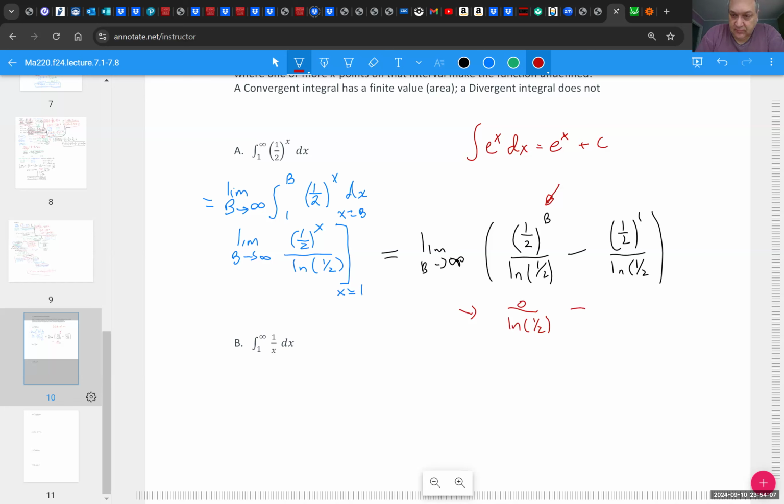Minus, when I plug in, there's no b's here at all. There's no b's at all in this expression whatsoever. So I get 1/2. There's no place to plug in b. I just get the expression. I get 1/2 over ln of 1/2.